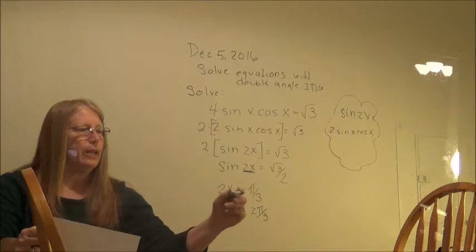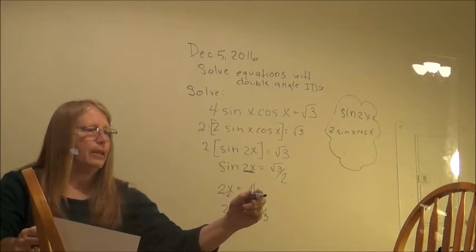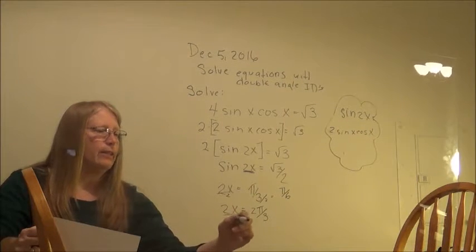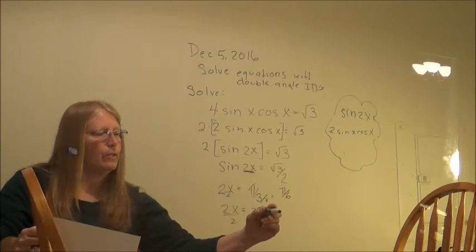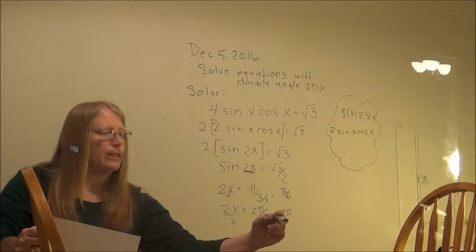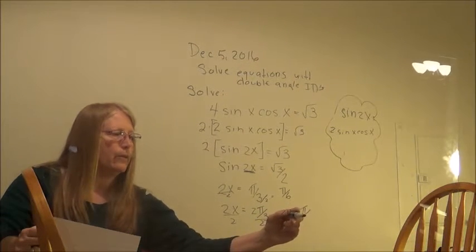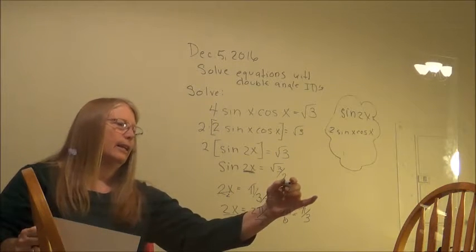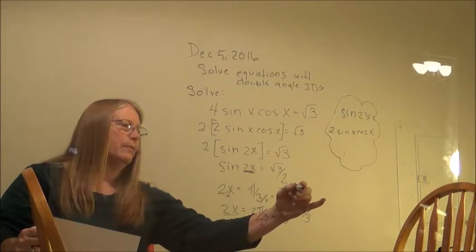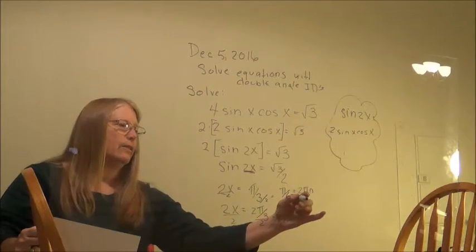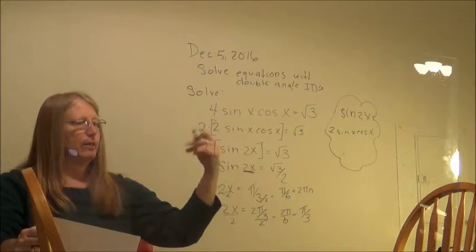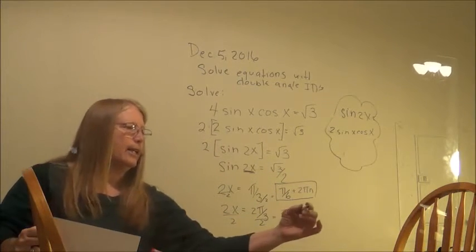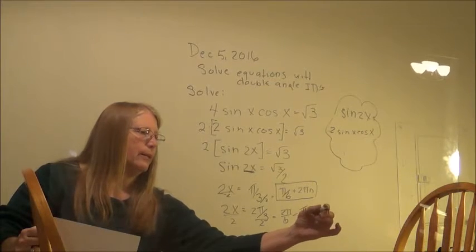So I'm going to divide both sides by 2. And when I do that, this becomes pi over 6. And when I divide this one by 2, it becomes 2 pi over 6, which reduces to pi over 3. Alright, so I can come back up here and add an infinitude, pi n. So I can spin that pi over 6 around and around and get all the infinitude of answers from that. And I can do it from pi over 3.